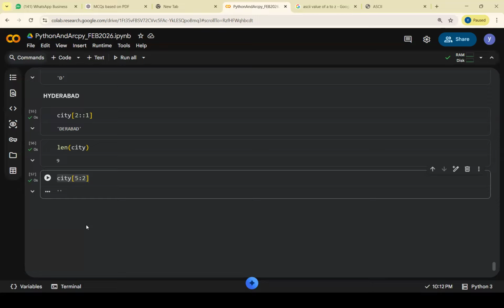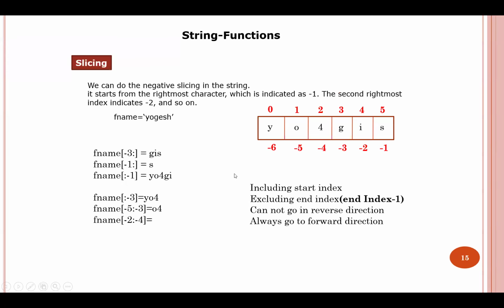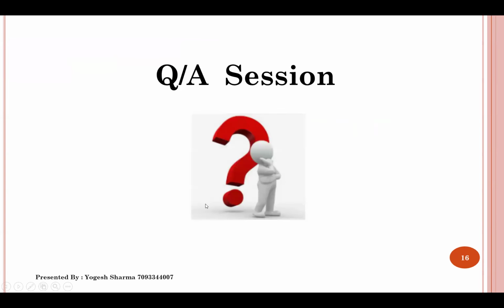If both the indexes are positive, then always remember the direction should be left to right. Means if I write here 2 to 5, now the direction is left to right, so definitely you will get the answer. So this is slicing, and there is some minus slicing also. This minus-related slicing we will check in the next session.